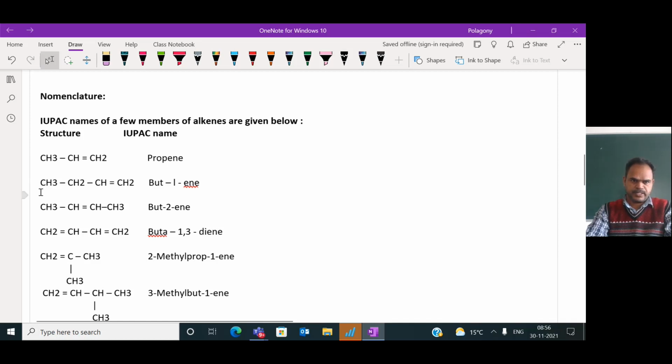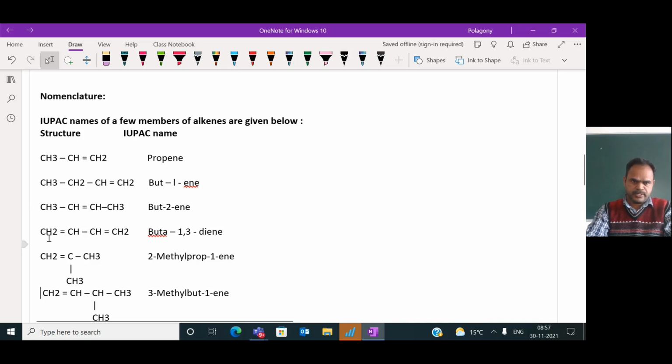The next compound is CH3CH2CH=CH2. How many carbons appear here? 4, so the root is but, and the double bond starts from the first carbon, so it is but-1-ene. Similarly, the third one is CH3CH=CHCH3, where the double bond appears at the second carbon. The number of carbons is 4 and the double bond is at the second carbon, so it is but-2-ene.